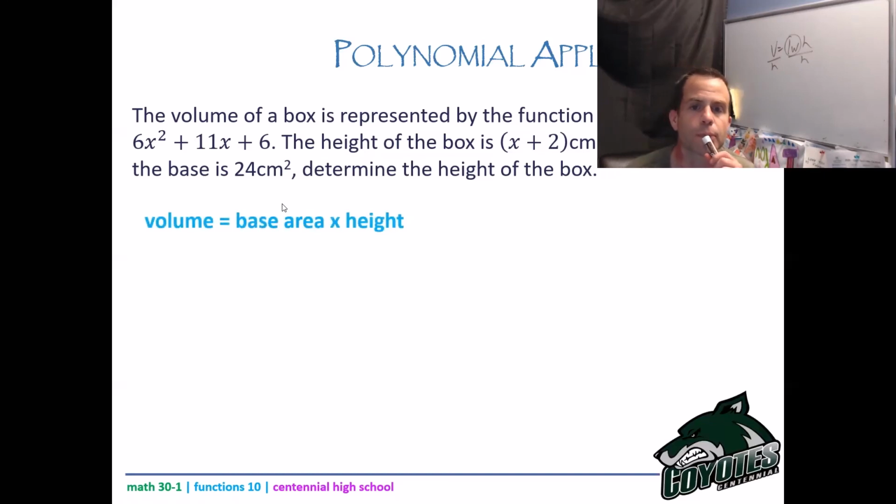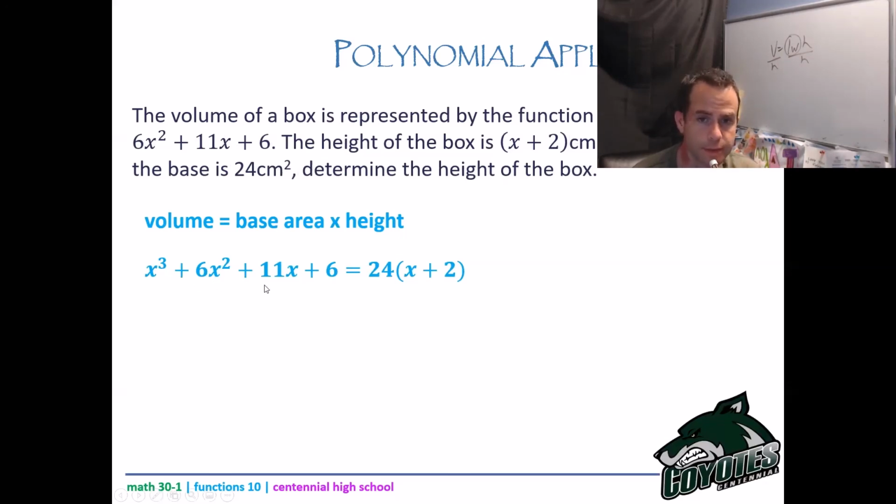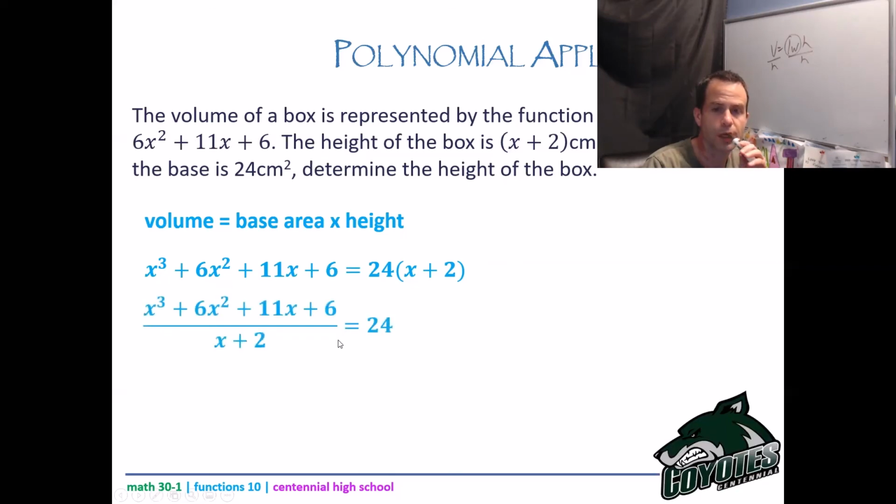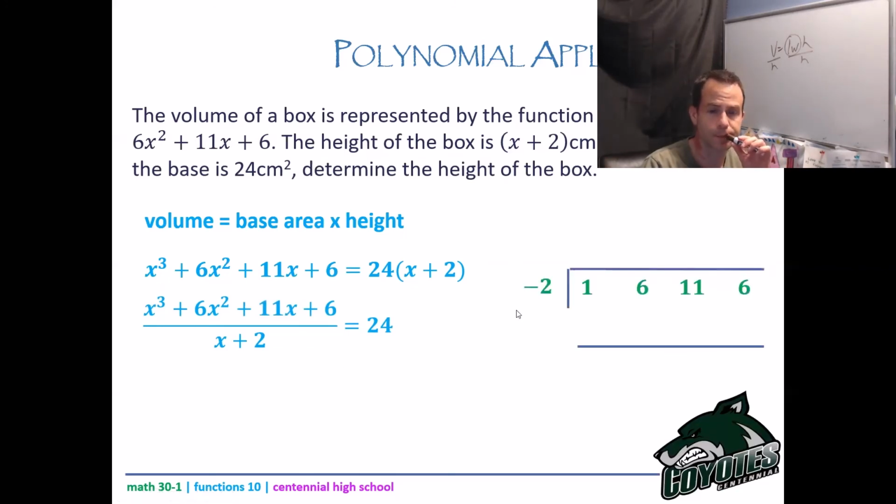So I've got the volume as x cubed plus 6x squared plus 11x plus 6. I know the area of the base is 24, and I'm going to multiply that by the height, okay? Because it's the area times the height. So I'll divide both sides by the height. Okay, so either I'm going to use synthetic division or I'm going to use long division here. I chose synthetic. Give you a sec to do that.